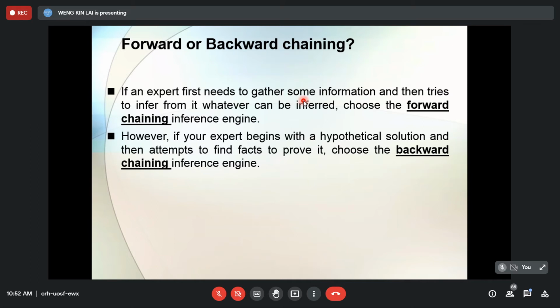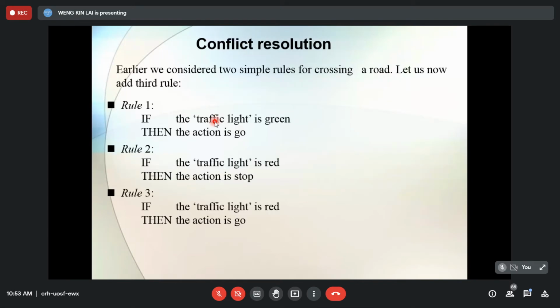However, if your experts begin with a hypothetical solution, for example, I think today it will not rain, that is my conclusion, my then part. I will then try to find the facts to prove it. So you're working backwards now. If you're working backwards, clearly you use your backward chaining inference engine. I think this will give you some idea of when to use forward chaining and when to use backward chaining inference engine. So that is the part on backward chaining and forward chaining.